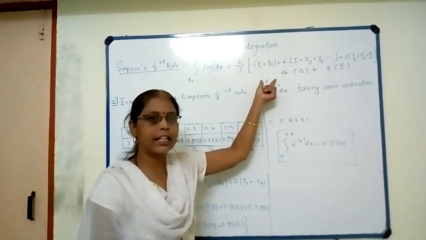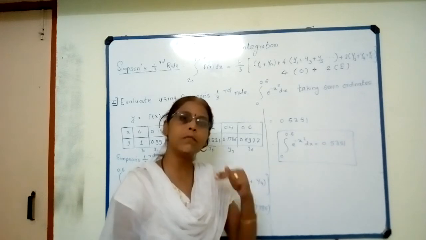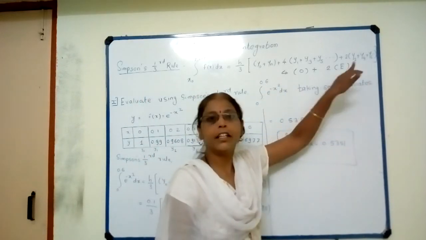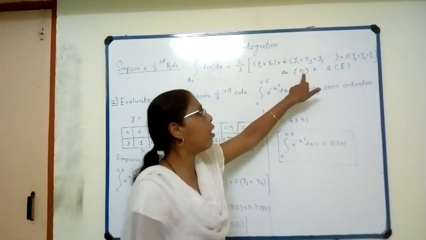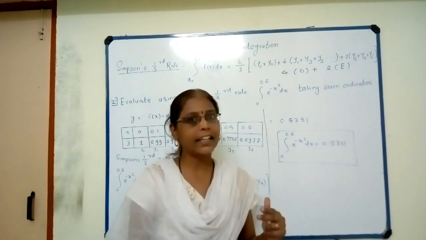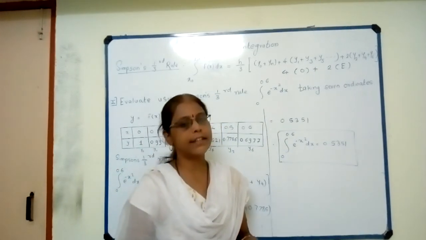This first bracket is common to all the formulas, trapezoidal, Simpson's 1/3, Simpson's 3/8 and so on. But here the next terms change: 4 times odd terms plus 2 times even terms. By using this, you have to remember this formula. Now let us solve the first example.